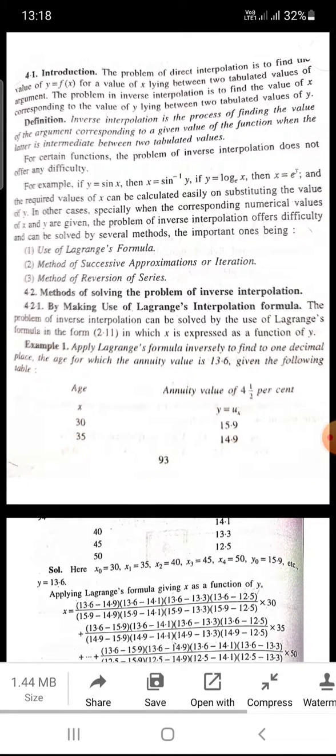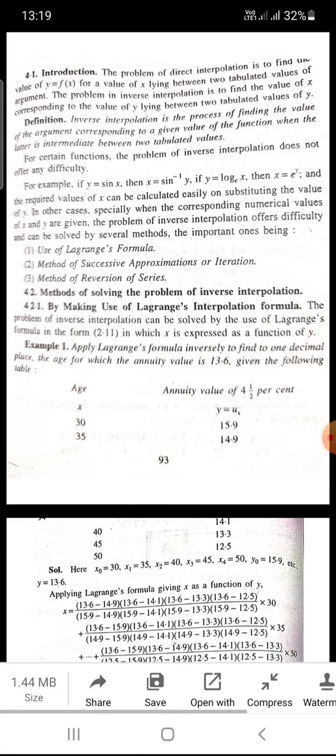Now, for certain functions, the problem of inverse interpolation does not offer any difficulties. For example, y is equal to sin x, we can write x is equal to sin inverse y. If y is equal to log x to the base e, we can say that x is equal to e raised to power y, and the required value of x can be calculated easily on substituting the values of y. In other cases, especially when the corresponding numerical values of x and y are given, the problem of inverse interpolation offers difficulty and can be solved by several methods.